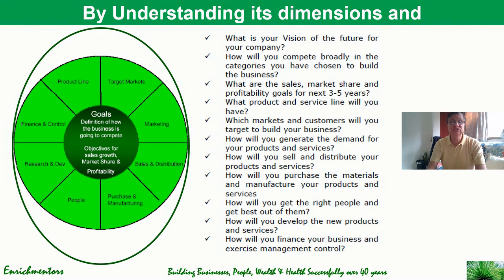Given those central dimensions of your business strategy, you need to decide a couple of things, like what product line you're going to be in over the next 3 to 5 years, what you're going to target, and how you're going to do marketing, sales and distribution, purchasing and manufacturing, people, research and development, and finance and control. And one piece that he did not foresee including, but talked about in other places, is technology. So what you need to do is understand all these dimensions.